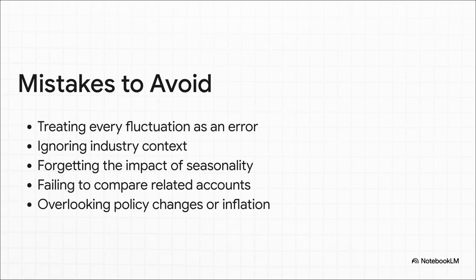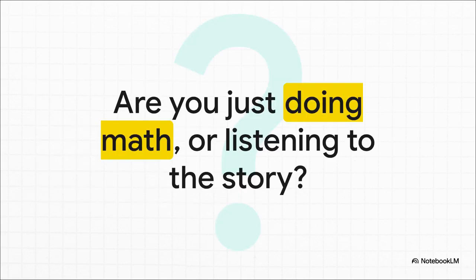And if a company switches their accounting policy, say changing their inventory method from LIFO to FIFO, their trend lines are going to distort entirely, even if the actual day-to-day business hasn't changed one bit. Oh, and never forget to compare those related accounts together. So, I want to leave you with this final provocative thought. True financial detectives know that the percentages are really just the clues. The real skill is figuring out exactly what they reveal about the business.